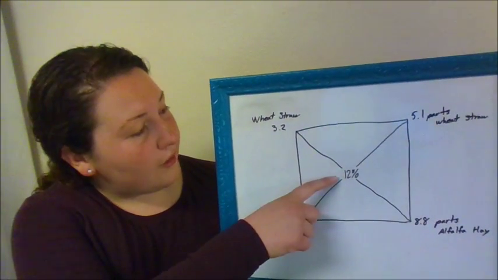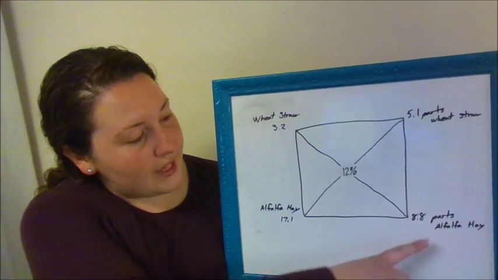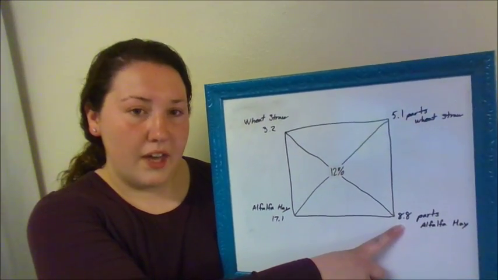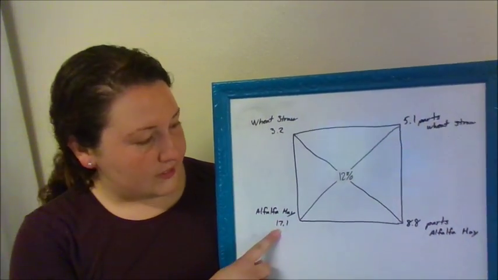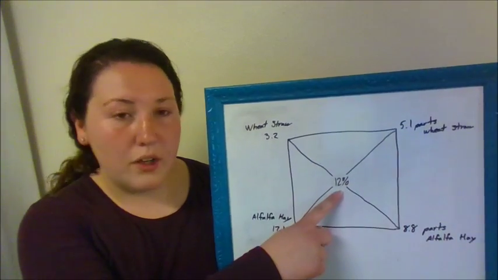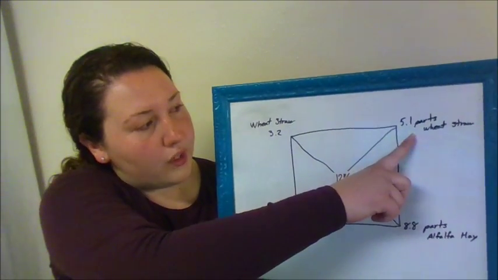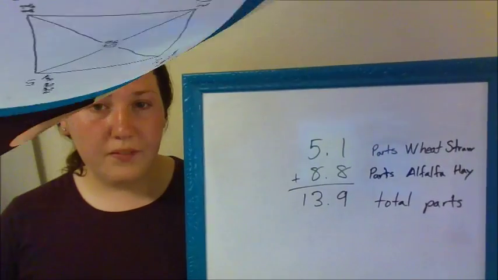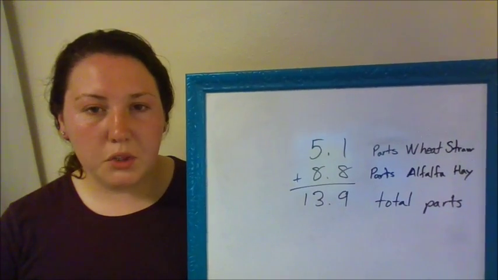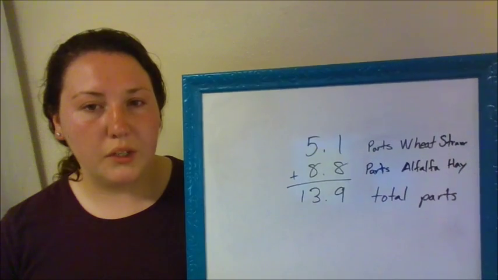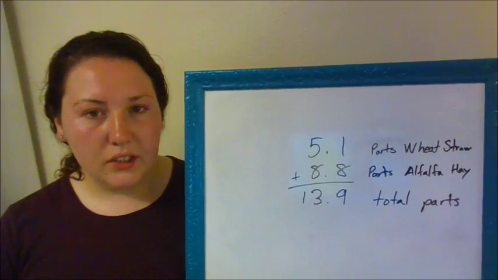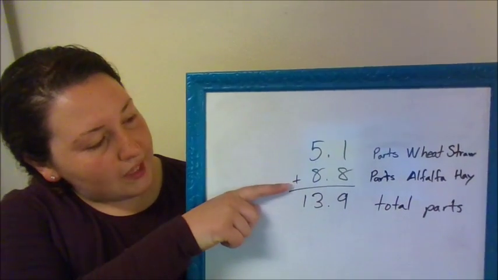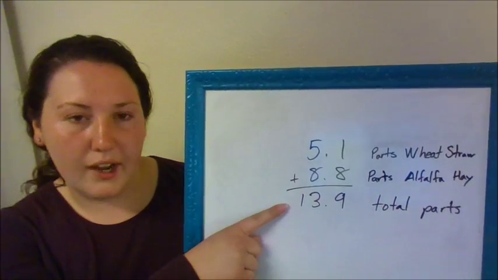Now, 12 minus 3.2 is 8.8, so you have 8.8 parts of alfalfa hay. Now 17.1 minus 12 is 5.1, so you have 5.1 parts of wheat straw. Step 5 is taking the 2 numbers from the right corner of your Pearson square, adding them together to get your total parts. Now, 5.1 plus 8.8 equals 13.9 total parts.